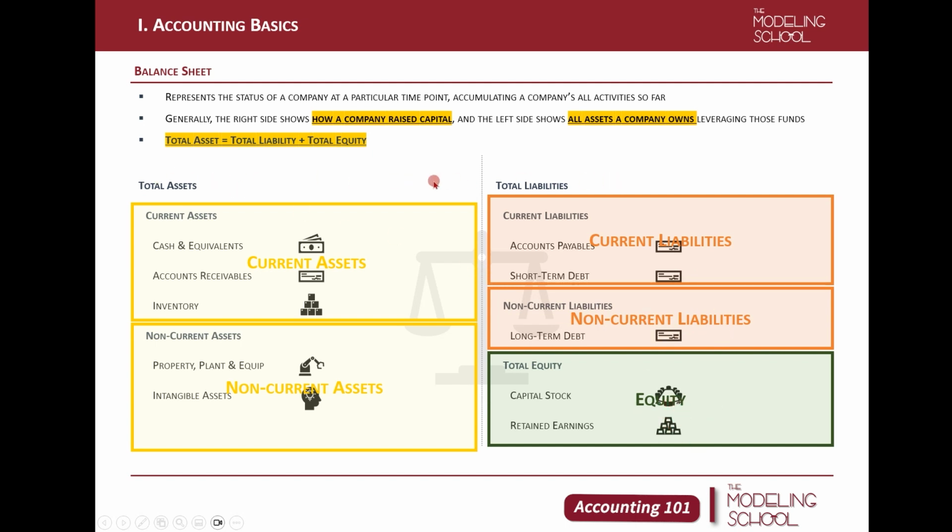There's one very unique characteristic of the balance sheet: total assets should always match total liabilities plus total equity. So the concept is that whatever you have funded through liability or equity, you're using it to generate assets or to purchase assets. So as a result, it should always be the same.